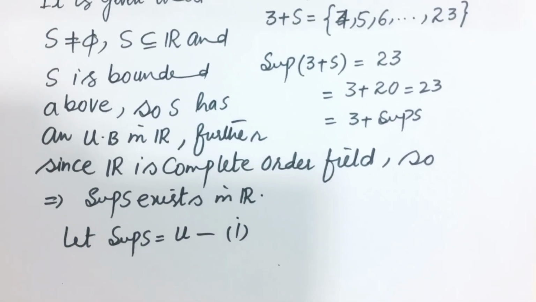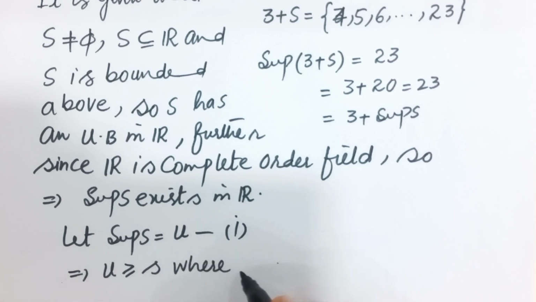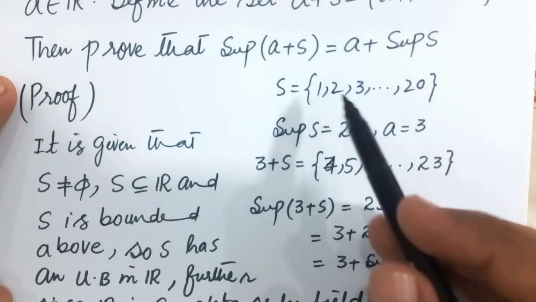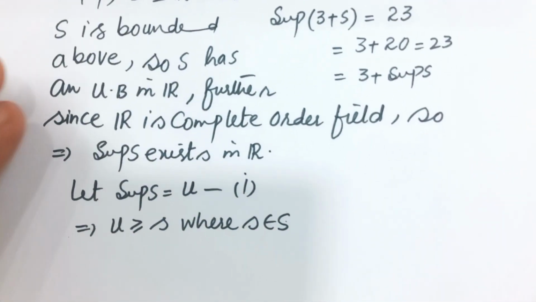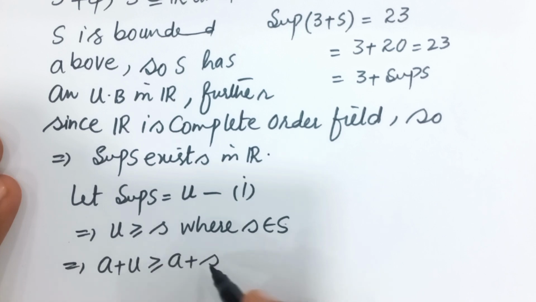Now, by definition of supremum, we know that here U is the supremum of S. So, by definition of supremum, U is greater than or equal to every element of set S. So, U is greater than or equal to s, where s is an element of set S. To obtain the required form, we add A on both sides. So by adding A on both sides of the inequality, we have A plus U greater than or equal to A plus s.